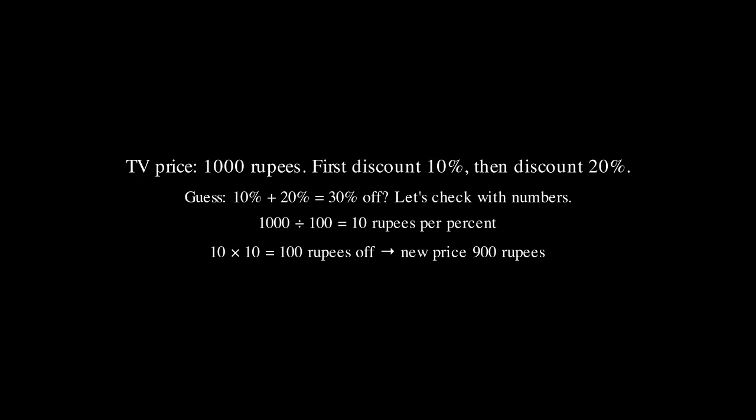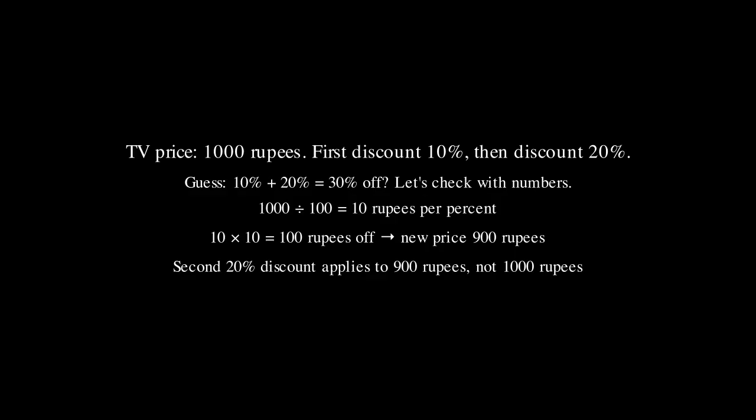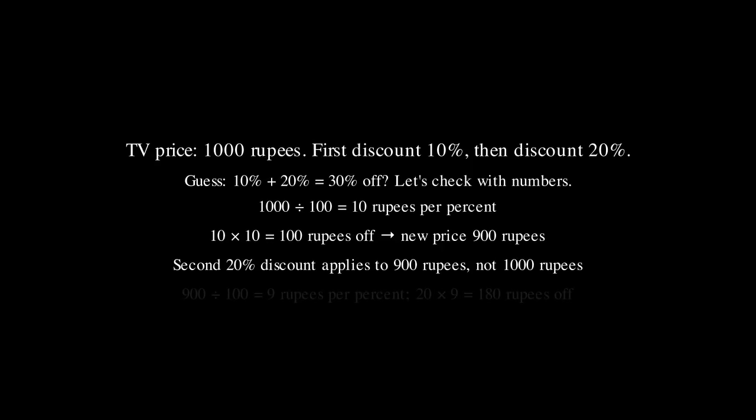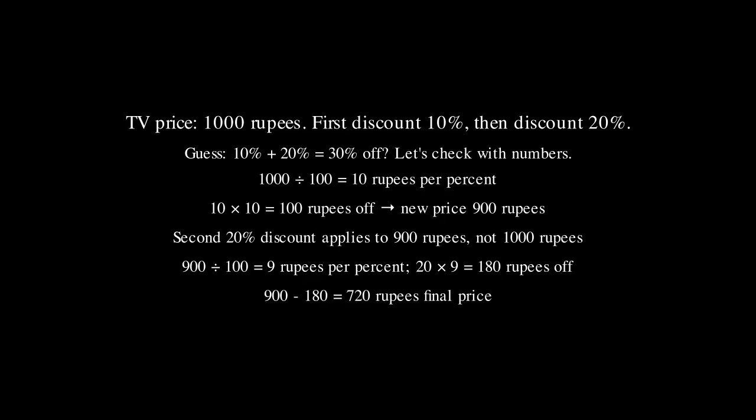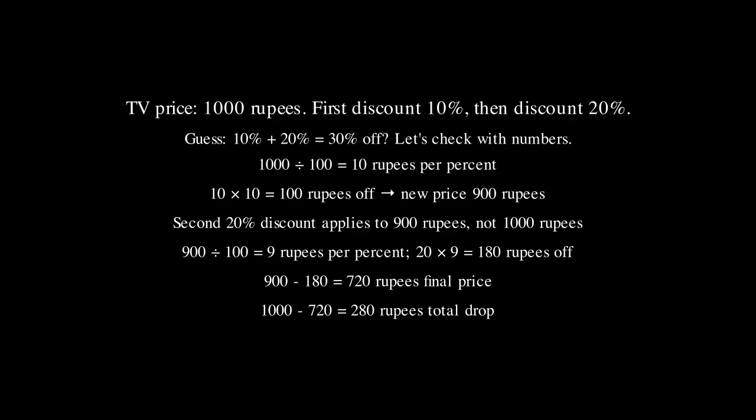to 900 rupees. Now the second discount of 20% is taken on the new price of 900 rupees, not on the original 1,000 rupees. 1% of 900 rupees is 9 rupees, so 20% is 20 of those 9 rupee shares, which comes to 180 rupees. Subtracting that 180 rupees from 900 rupees leaves a final price of 720 rupees. So the price actually dropped from 1,000 rupees to 720 rupees, a fall of 280 rupees.